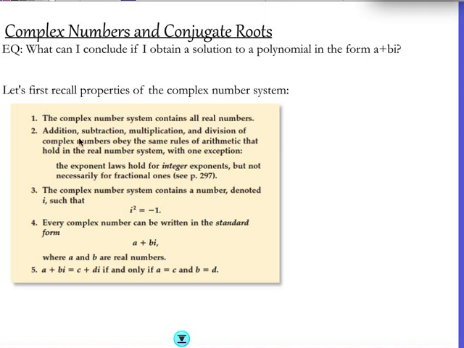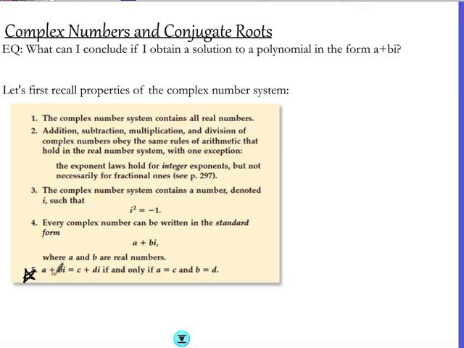Number 2, the addition, subtraction, multiplication, and division of complex numbers obey the same rules that the real numbers do. So keep that in mind as we're working through our problems on Tuesday. The complex number system contains a number denoted i, such that i squared is equal to -1. So we've learned this before, nothing new. Every complex number can be written in standard form. We've already discussed this. The important thing for today's lesson is this part right here.